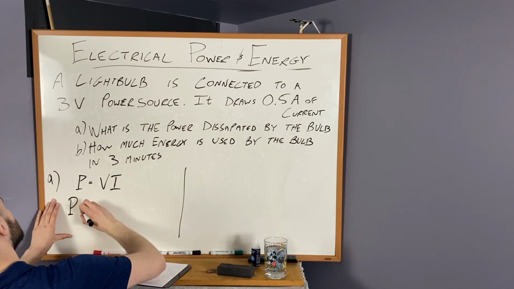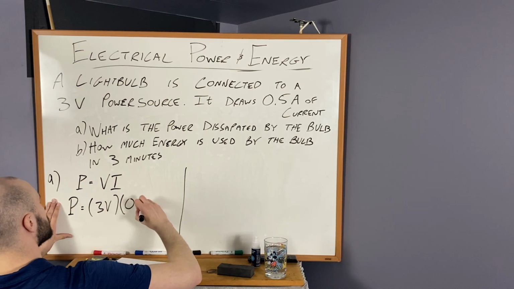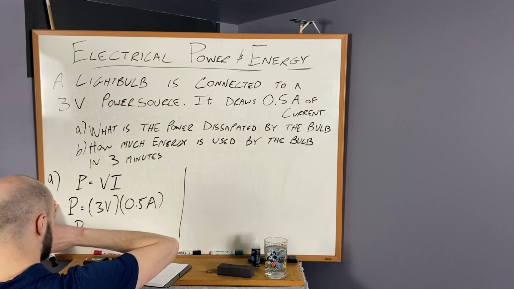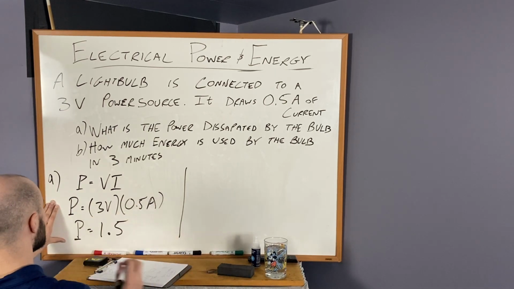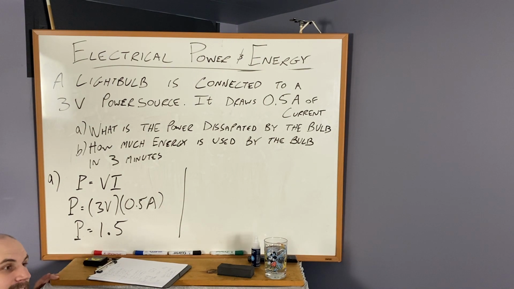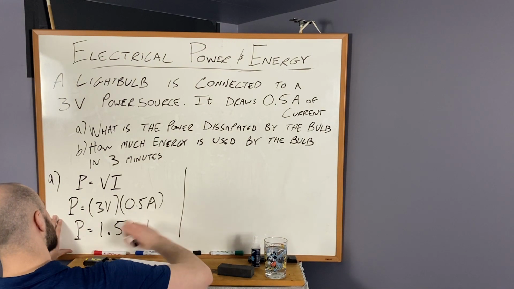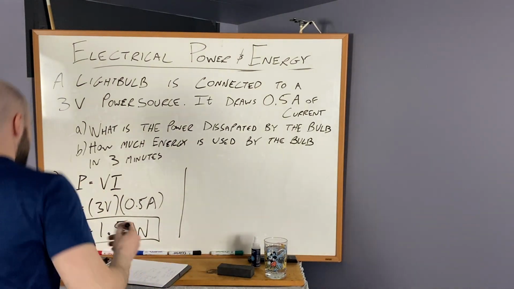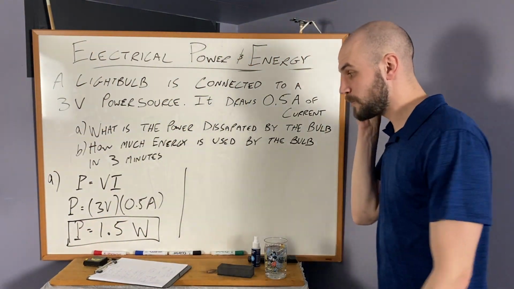So for part A, the power dissipated is equal to voltage times current. We know that it's a 3-volt power source and it's drawing half an amp of current. So the power dissipated is equal to 3 times a half, which is 1.5. And think back, what was our unit for power? Just because it's electrical power is not anything different from the power we discussed before. The unit is watts, so 1.5 watts.